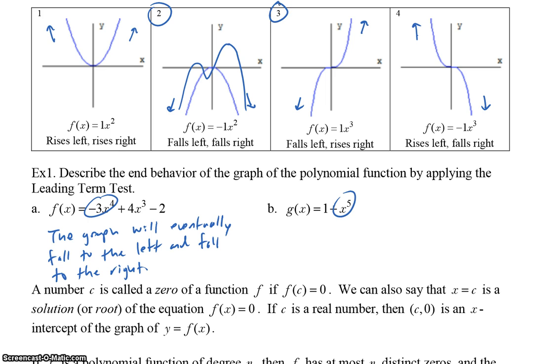Just like the graph of f of x equals 1x cubed, the graph will eventually fall to the left and rise to the right. It may look a little bit different in between, but to the left and to the right, the behavior will be the same. So the graph falls to the left and rises to the right.